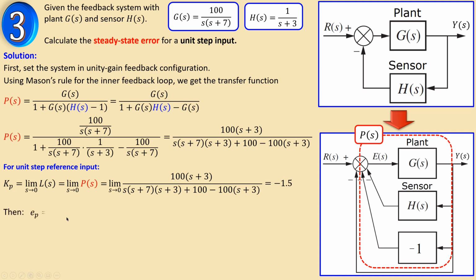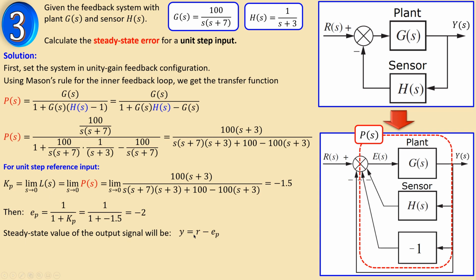So then we have the following error, 1 over 1 plus Kp, again for a unit step input, that's why it is 1, and then it will be 1 over 1 plus minus 1.5. This will then be minus 2, interesting. So we have an error of minus 2. What does it mean? We will see that shortly. The steady state value of your output will be y equal to r minus the error. That means 1 minus (minus 2) will be 3.